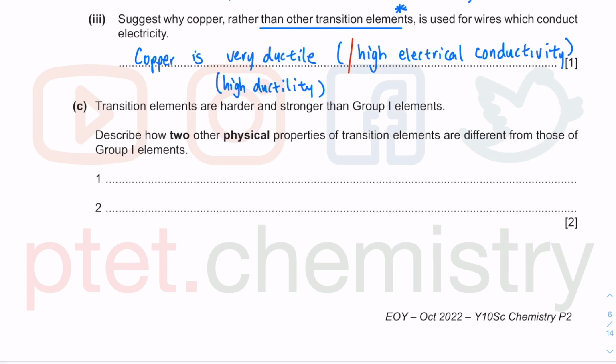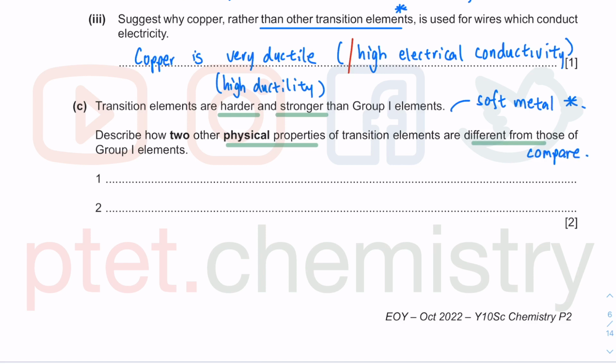The next bit, transition elements are harder and stronger than your group 1 elements. We know that group 1 metals are going to be soft, and they are very soft metal. They are not very hard metal. This is unique to group 1. Describe how two other physical properties are different. So when they say different, you have to compare and contrast.